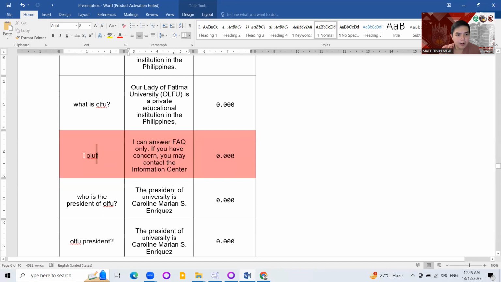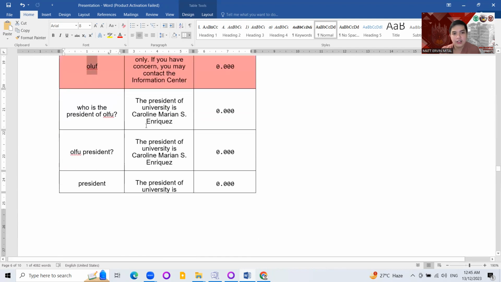So another thing would be OLUF. Okay, so this is a user input that the chatbot interprets as invalid. So the response would be, I can answer FAQ only. If you have concern, you may contact the information center. Okay, and so on. So here is our university president.